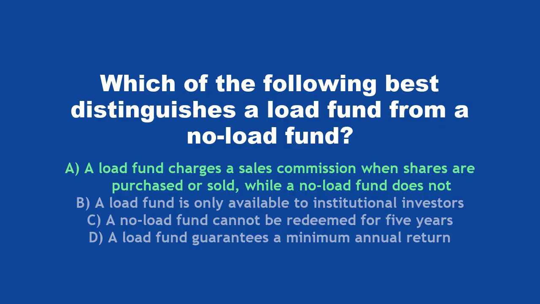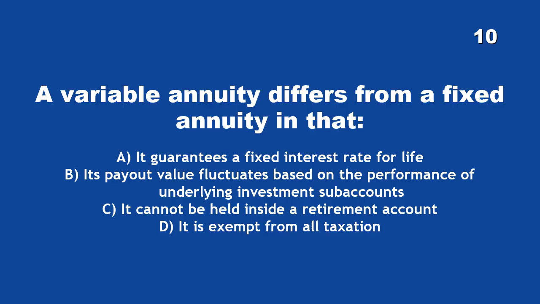no-load fund does not. A variable annuity differs from a fixed annuity in that, Option A, it guarantees a fixed interest rate for life. Option B, its payout value fluctuates based on the performance of underlying investment subaccounts. Option C, it cannot be held inside a retirement account. Option D, it is exempt from all taxation. The correct answer is B, its payout value fluctuates based on the performance of underlying investment subaccounts.